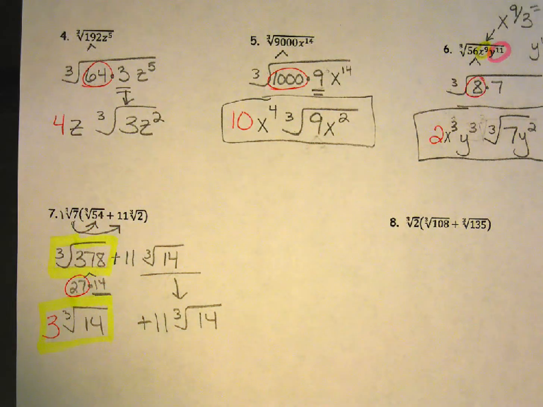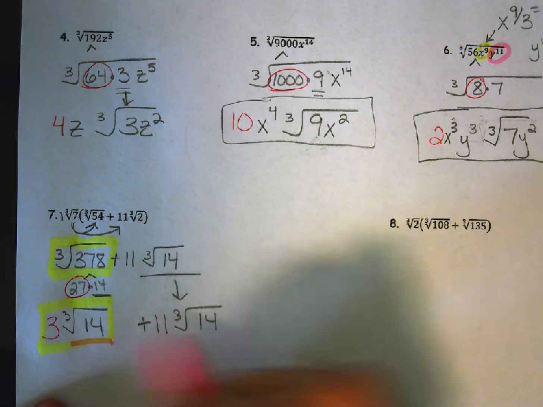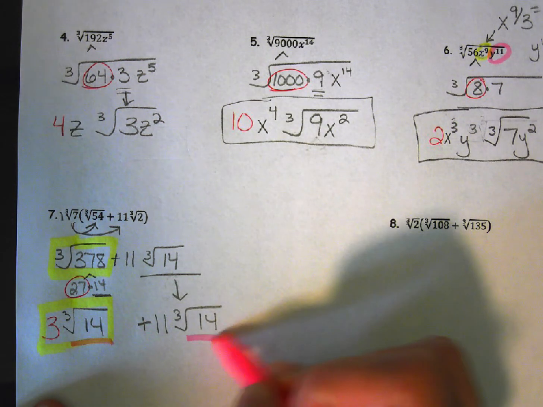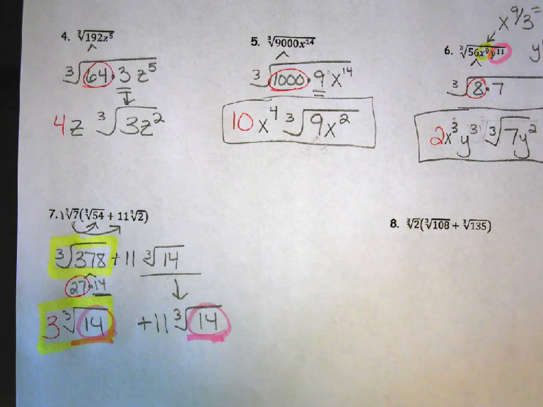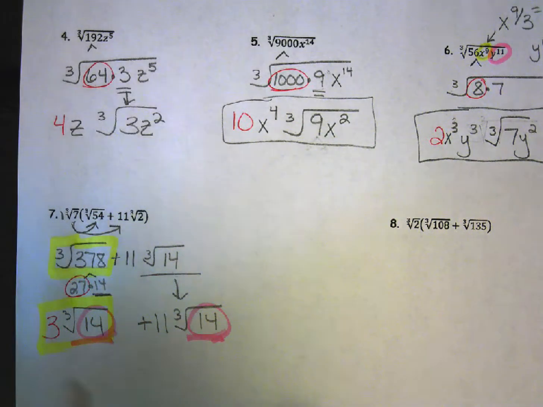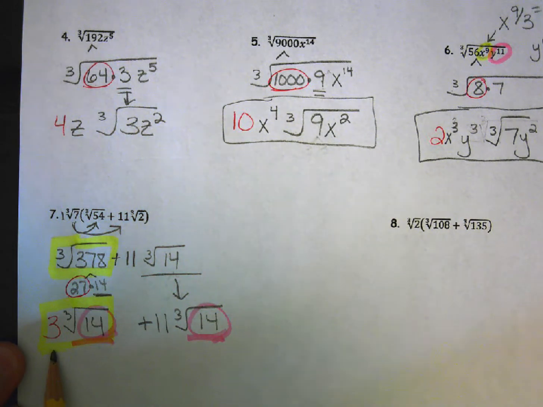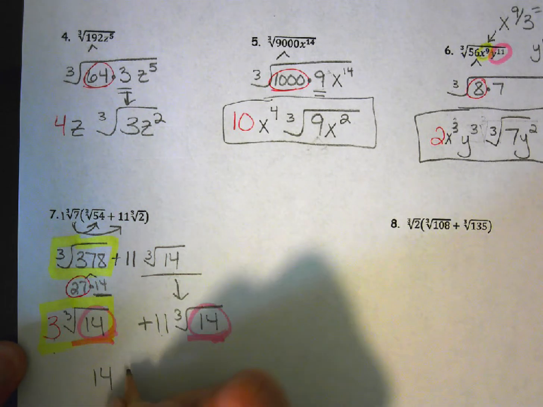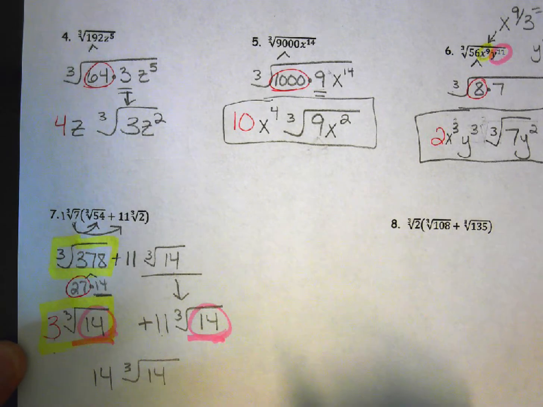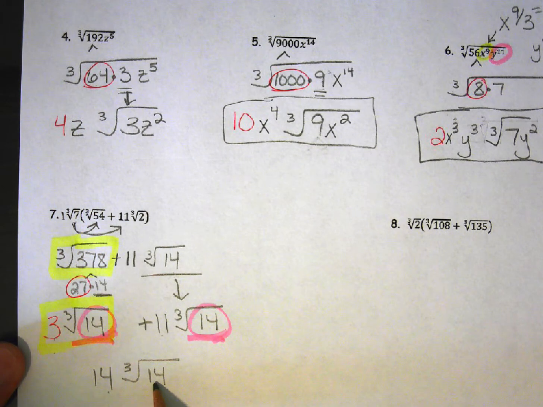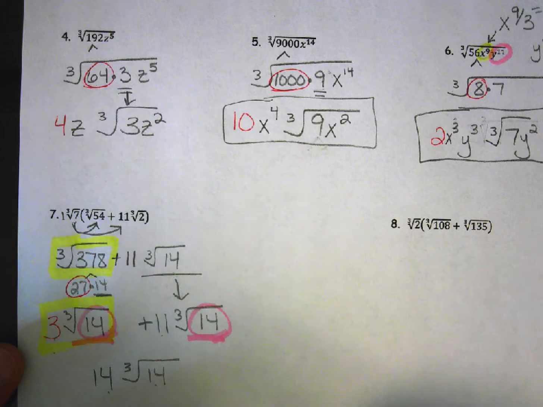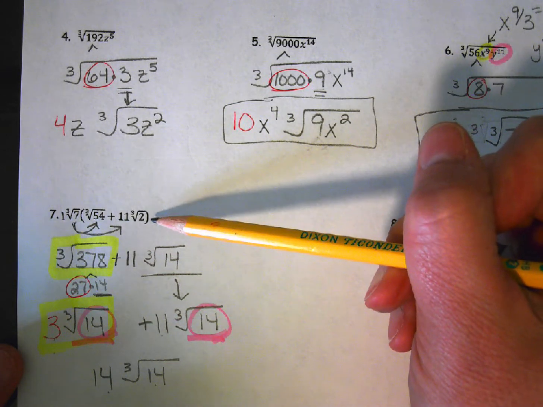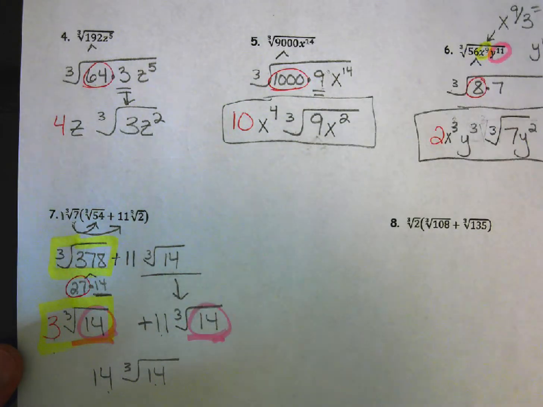Now, if you notice, look at the piece underneath. Do you see how they're both a 14? Because the radical pieces are the same, we can add the coefficients. So we can go 3 plus 11, and then the cube root of 14. And these numbers are just a coincidence. It doesn't mean anything.